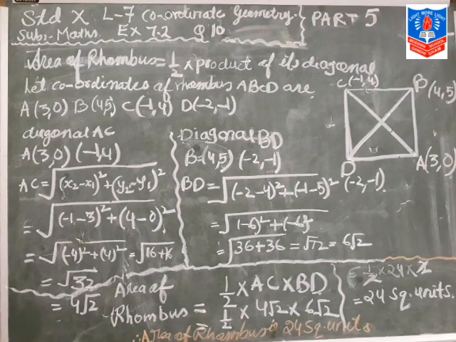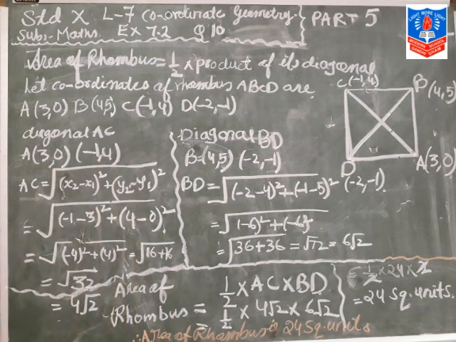Why are we writing square units? Because they are asking the area of a rhombus. Whenever we write area, we have to write the units. Centimeter, square centimeter, units, everything we have to write. So area of a rhombus is 24 square units.